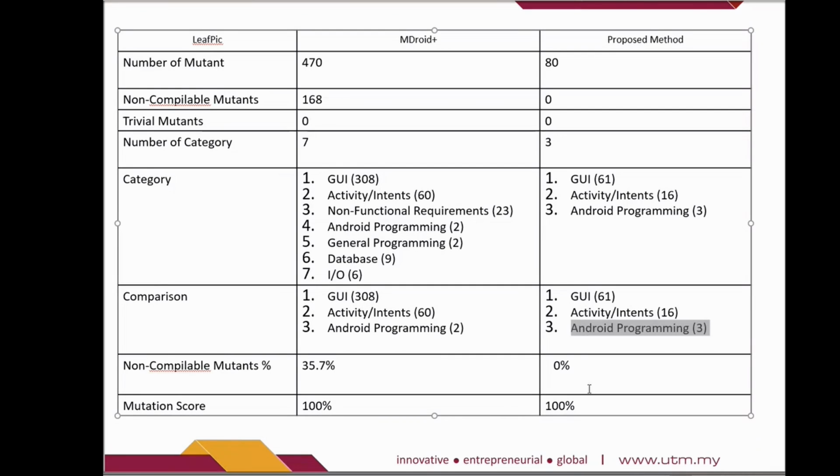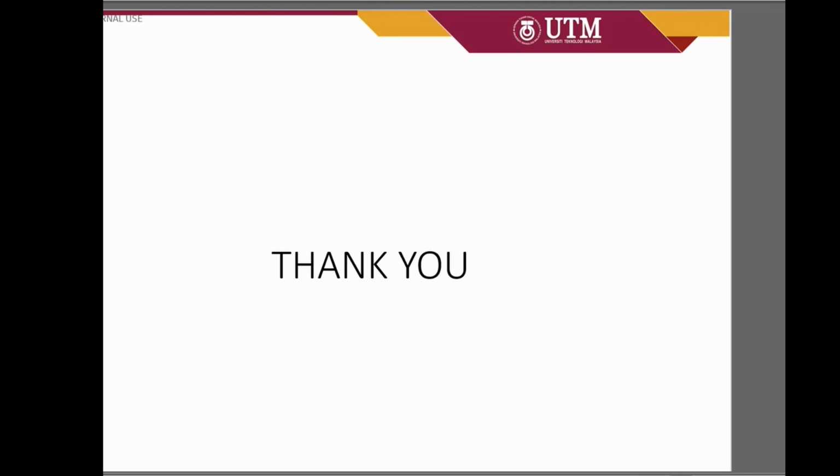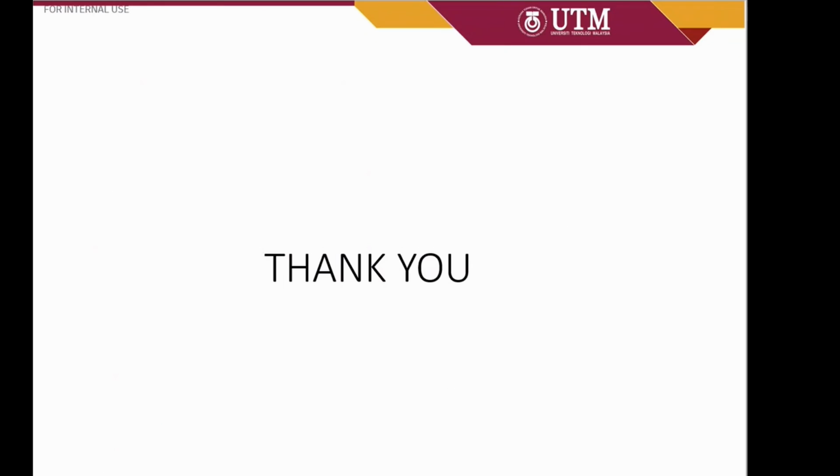But when we compare the number of compilable mutants, they have 35.7%, which is quite high when we compare to all the mutant generation in other markets. And lastly, the mutation score is 100%. So it's quite similar. So I think that's all. That's my sharing of my progress update right now.